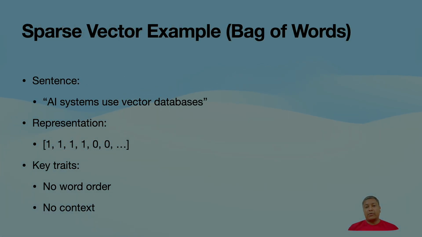Here's a classic example of the bag of words approach. Each word maps to a fixed position in the vector. If the word exists in a sentence, that position gets a value, usually 1. If it doesn't, the value is 0. Notice that word order is lost and context is ignored. The model only knows which words appear, not what they mean together.